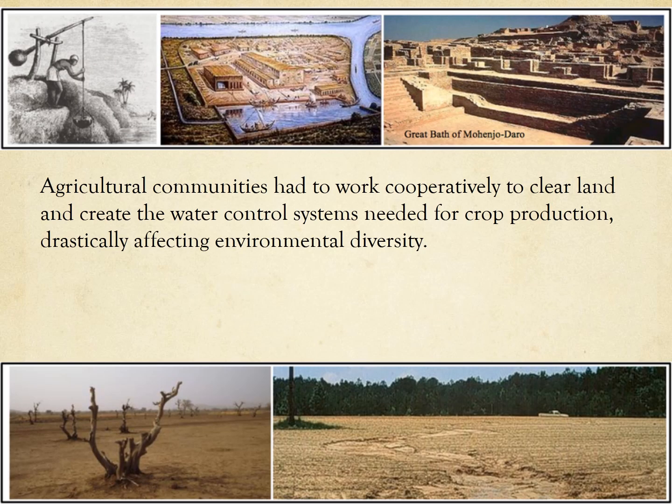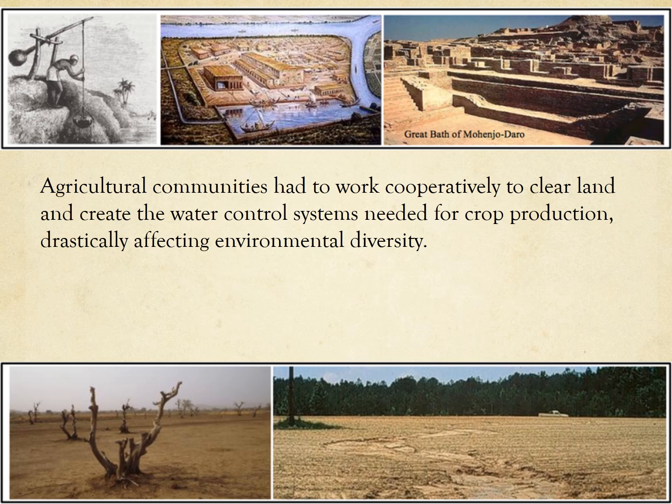Agricultural communities had to work cooperatively to clear the land and create water control systems because you need to have water in order to grow crops, which also drastically affected environmental diversity because if you are over farming an area or if you are relying on rivers, you could have some drought and therefore famine. You have to harness the power of the world around you in order to get a successful society, which is exactly what these people were doing.